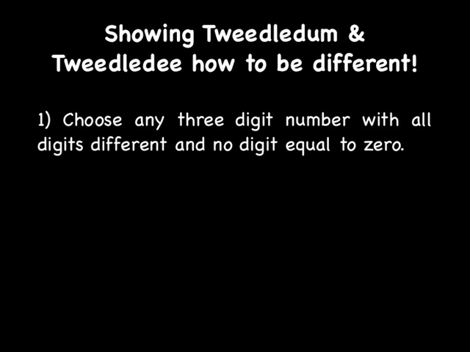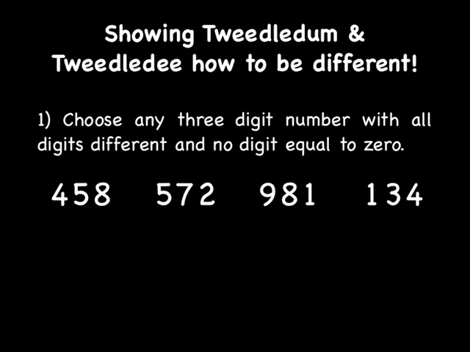And also make sure that none of your digits are equal to zero. So here are some examples. You could have 458, or 572, or 981, or 134. Don't choose these ones. Just choose your own numbers.